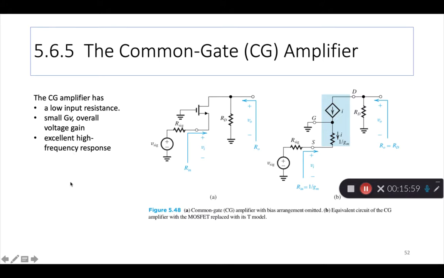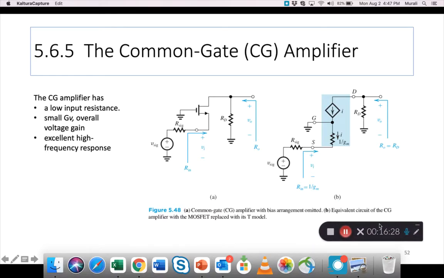It has excellent high frequency response. So again, the use of this is more like a buffer. Nobody says, I'm going to design an amplifier and get great amplification like 40 or 50 times amplification using a CG. No, you use a CS for the main amplification. But the CG and also the CD, those are for impedance matching or buffering applications. Okay, remember that.